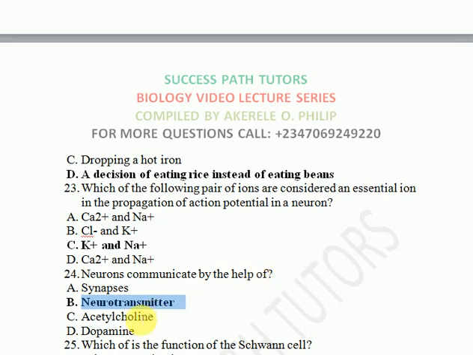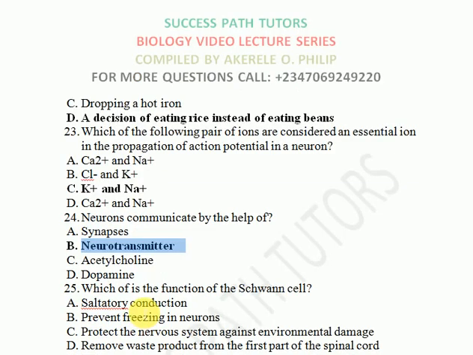This dopamine here, option D, and acetylcholine are examples of this. You get what I'm saying? And it's not every neuron that secretes these two, so it would be wrong to choose this. But the general name for that chemical is called neurotransmitter. That's why the answer to that question is B.